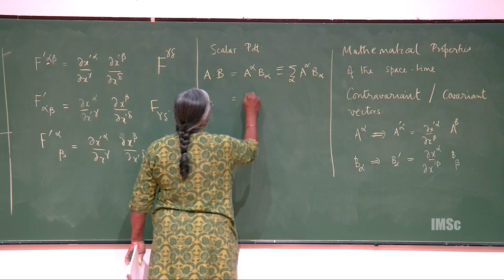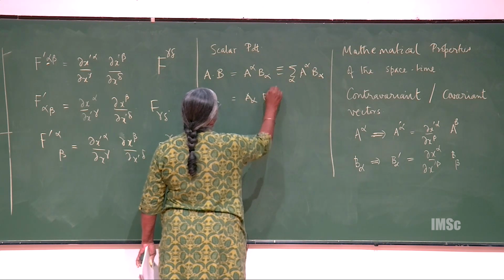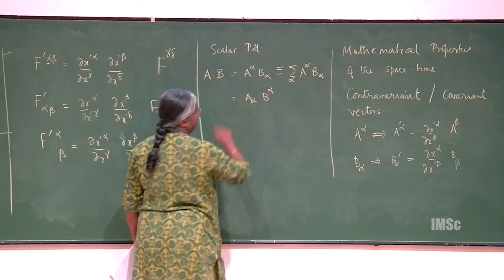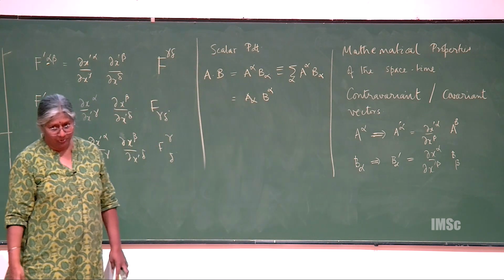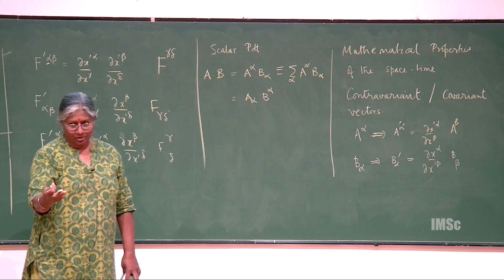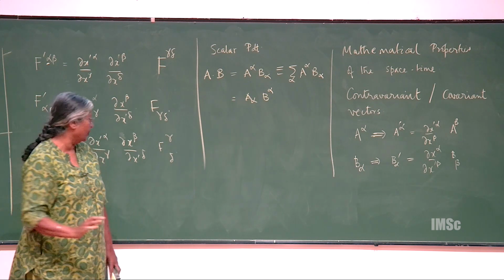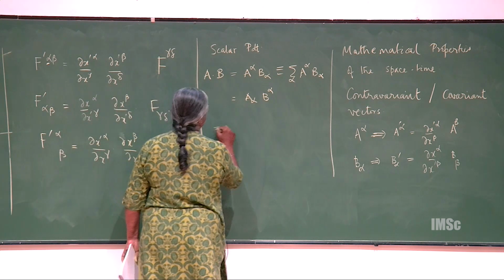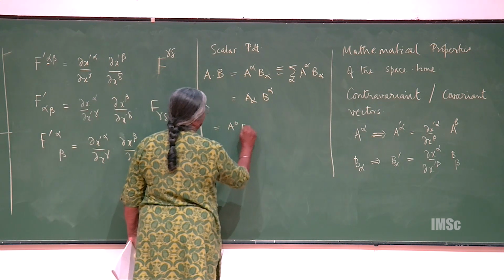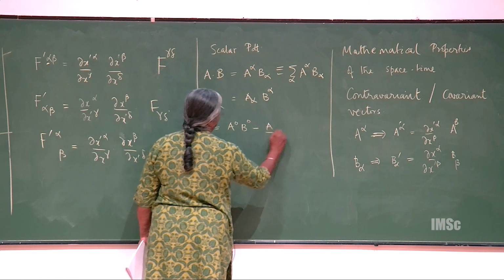And by the way, you can prove this for yourself by these laws, that is also equal to, it doesn't matter which way you add, covariant times contravariant or contravariant times covariant, both give the same answer for the dot product, and that will be A0 B0 minus A dot B.